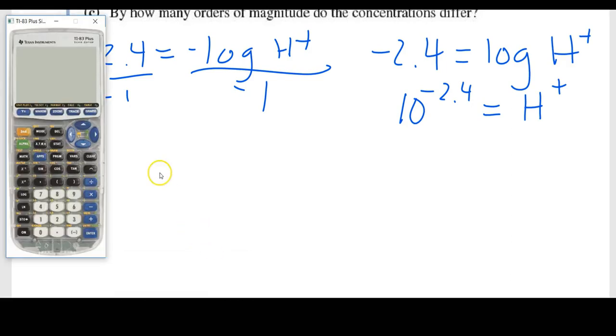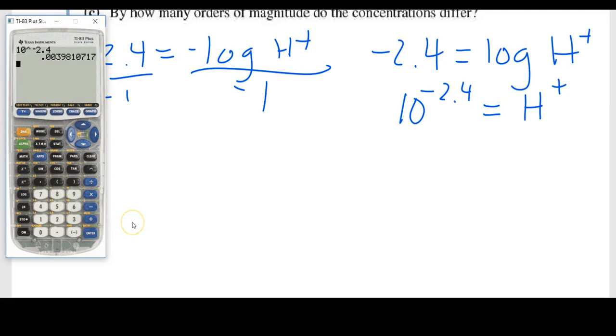So let's pull up the calculator, turn it back on, and let's see. 10 to the, oops, that didn't work. I have to use the caret. Negative 2.4. Now make sure you don't use the minus sign. Don't use the subtraction symbol, because the calculator is not capable of handling that.